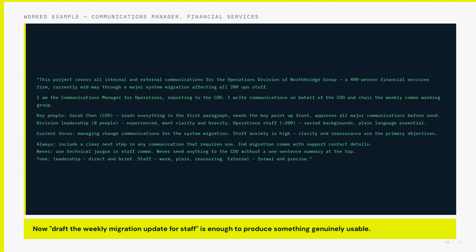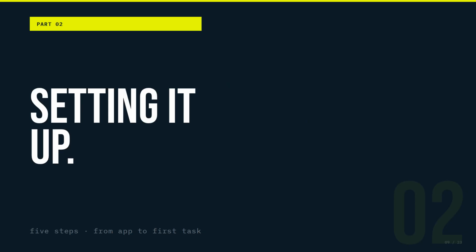Notice what every task brief in this project gets for free. Sarah's reading habits, the migration context, the staff anxiety dynamic, the tone rules for each audience. A brief like, draft the weekly migration update for staff is now enough to produce something genuinely usable. Part 2. Setting up your project in Cowork. Step by step from opening the app to your first task.